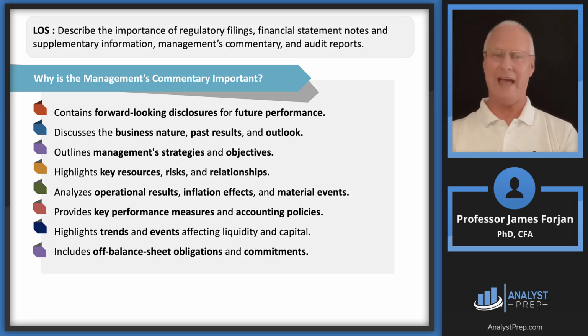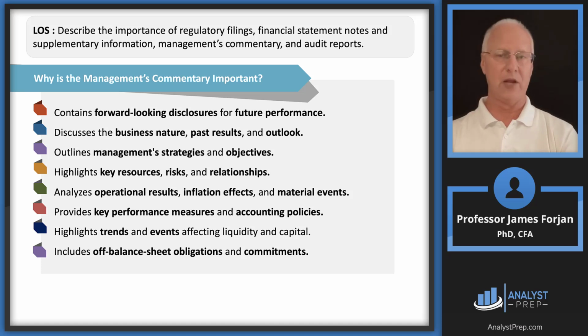All right, why are these so important? That first one, this is exactly what I was saying in the very beginning of this slide deck. Forward-looking disclosures for future performance. This is what I mean about usefulness. But we can get lots of other stuff out of this. The business nature. Didn't we just have a learning module on business models? Well, there you go. Business nature, past results, management strategies and objectives. This links back to the board of directors. This is a super important one. We want to take a look at performance, key resources, and we want to take a look at risks.